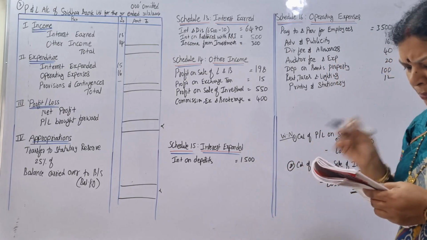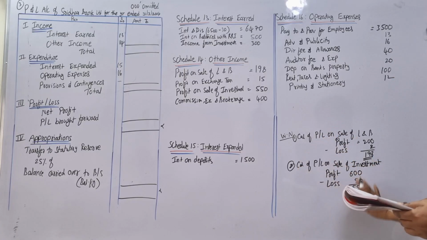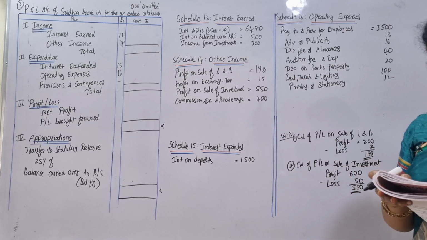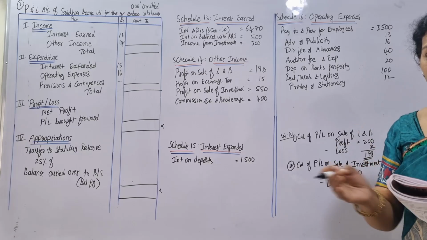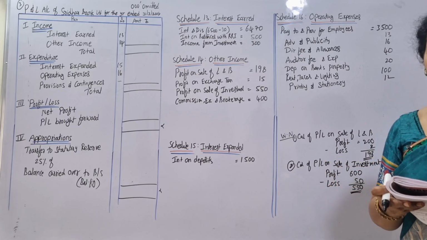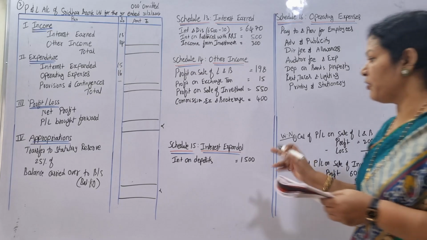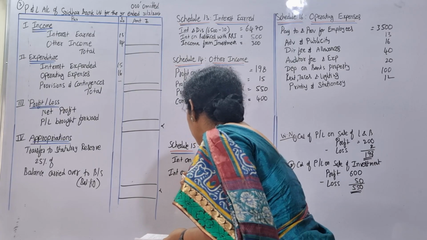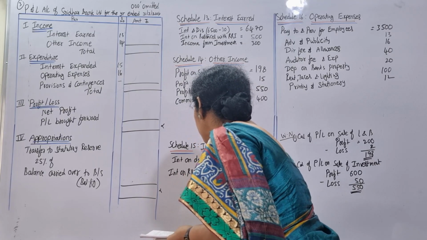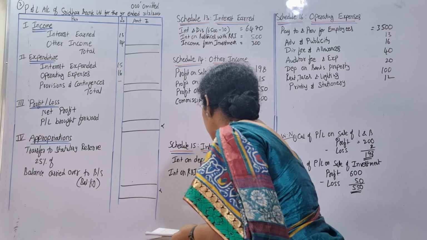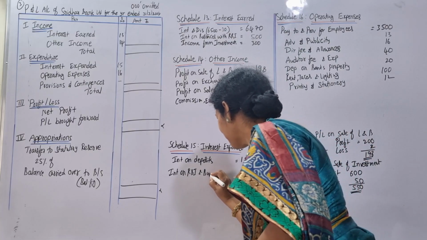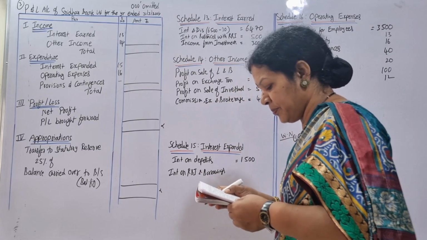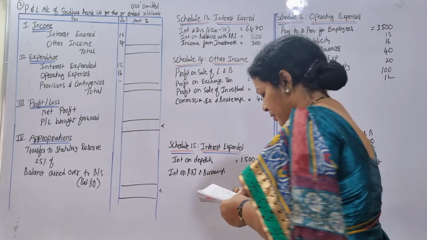Next, profit on sale of land we have done already. Okay. Next, interest on RBI, interbank borrowings. We are borrowing, so interest is to be paid. Schedule number 15 it comes. So interest on RBI and borrowings, now I'm writing in short form. It is 10.